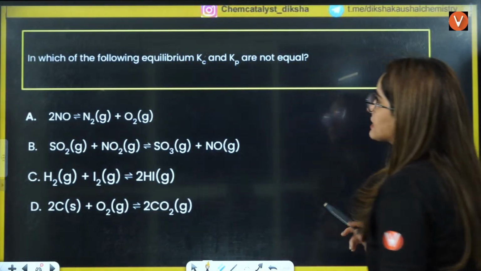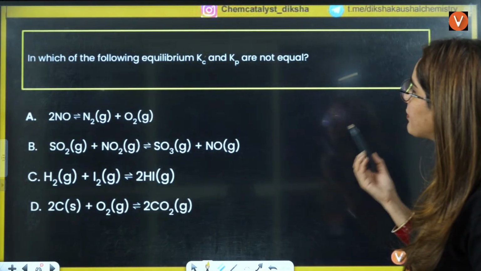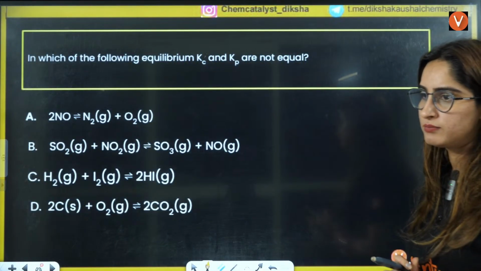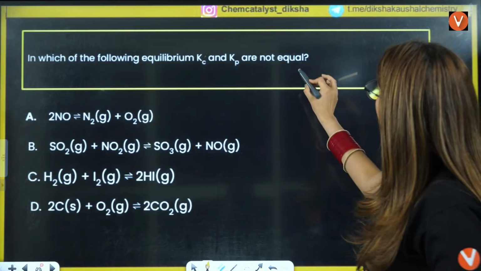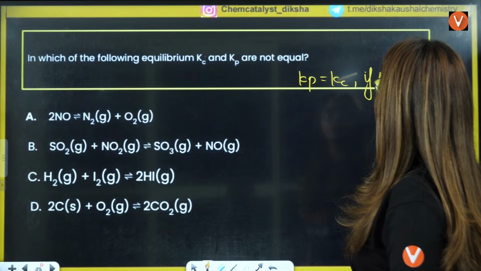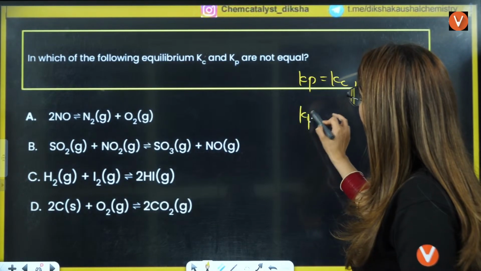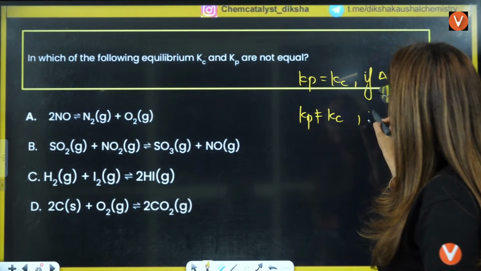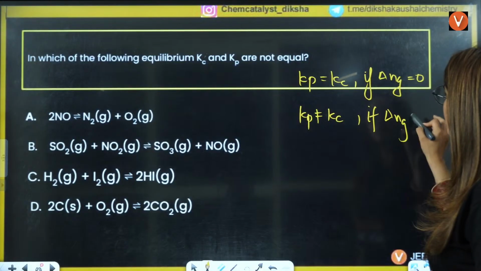Next question is, which of the following equilibrium Kc and Kp is not equal? Again, Kp and Kc will be equal if delta Ng is equal to 0. Kp and Kc are not equal if delta Ng is not equal to 0.